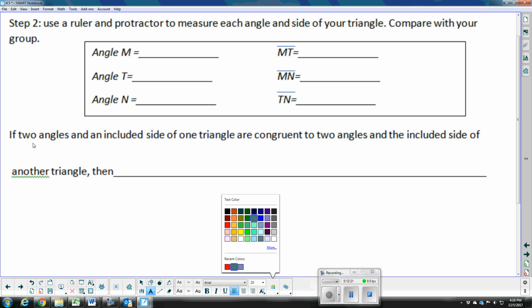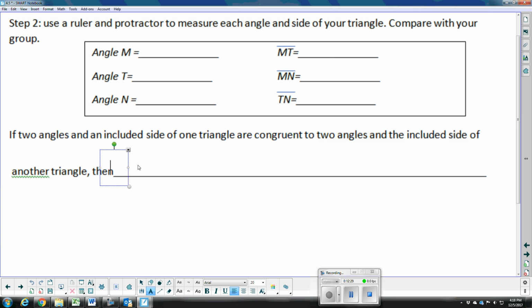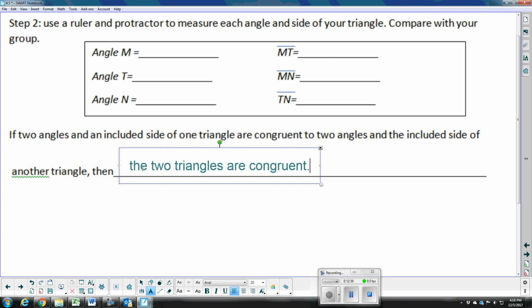the conjecture says if two angles and an included side of one triangle are congruent to two angles and the included side of another triangle, then the two triangles are congruent. And this is the shortcut angle side angle.